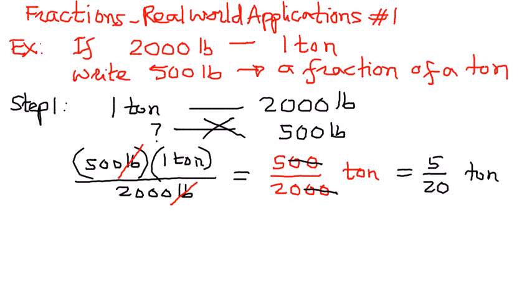20 is a multiple of 5, therefore 5 times 1 is 5, 5 times 4 is 20. So therefore 500 pounds is 1/4 of a ton. So I can come back here and write it out as 500 pounds is equal to 1/4 of a ton. I can express 500 pounds as a fraction of a ton as follows: 500 pounds is 1/4 of a ton. So that is a practical application.